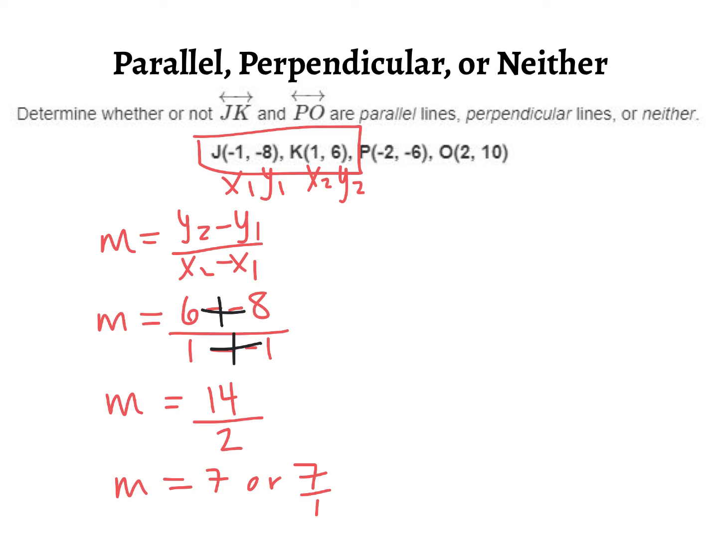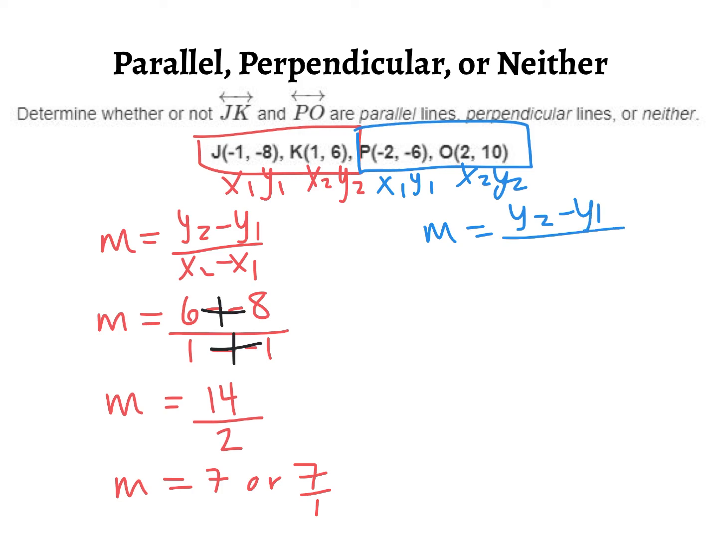I'm going to do the same thing with the points for PO. Label these x1, y1, x2, y2, and repeat. M equals y2 minus y1 over x2 minus x1. So let's give it a try. y2 equals 10, subtracting negative 6, over x2, which is 2, subtracting a negative 2.